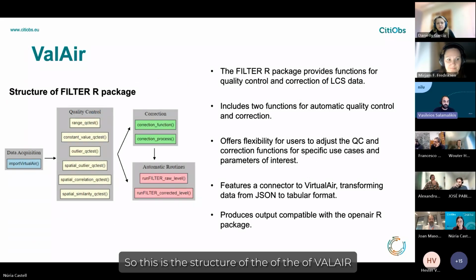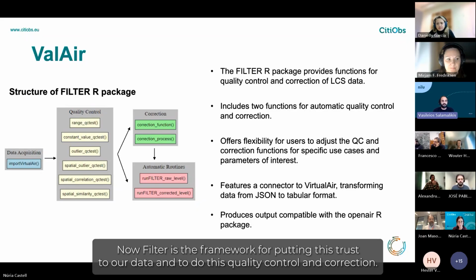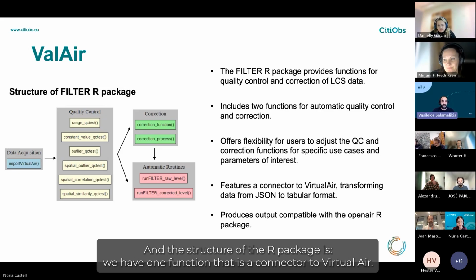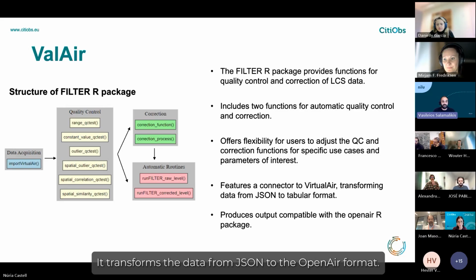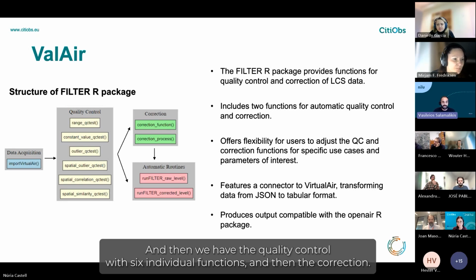So this is the structure of Valer. Valer, we can call it filter now. Filter is the framework for putting trust to our data and doing quality control and correction. And the structure of the R package: we have one function that is a connector to Virtual Air. It transforms the data from JSON to WR format, and in this format we can use the OpenAir R package to visualize the results. And then we have the quality control with 6 individual functions, and then the correction.